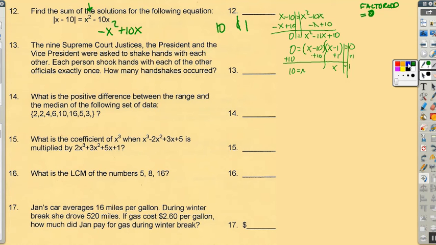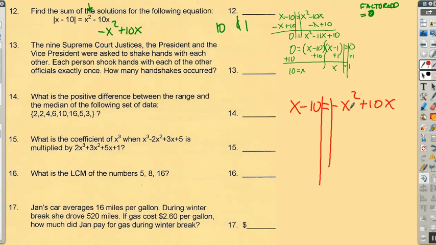Now for my other problem, x minus 10 could also equal negative x squared plus 10x. All right, let's go. I really need this to be a positive x squared, so I'm going to move this x squared, which means I also want to move this one right here. So I have x squared minus 9x minus 10 is equal to 0.